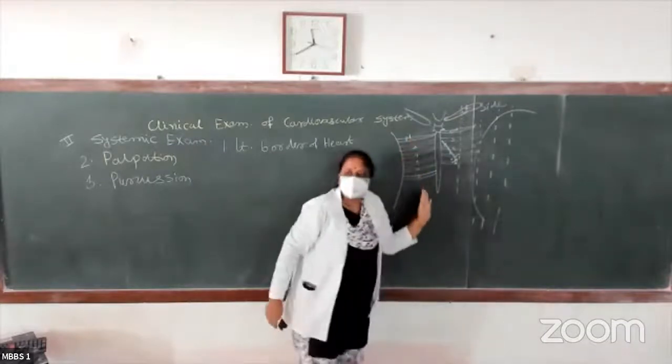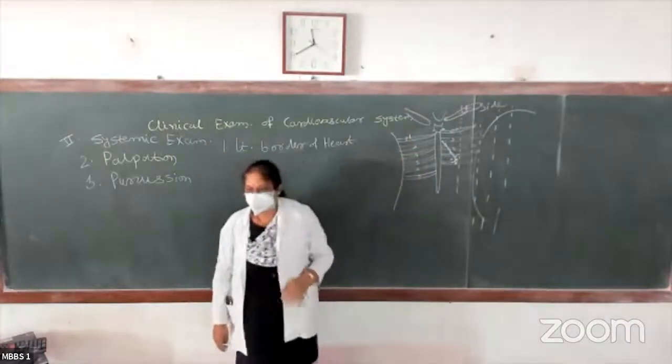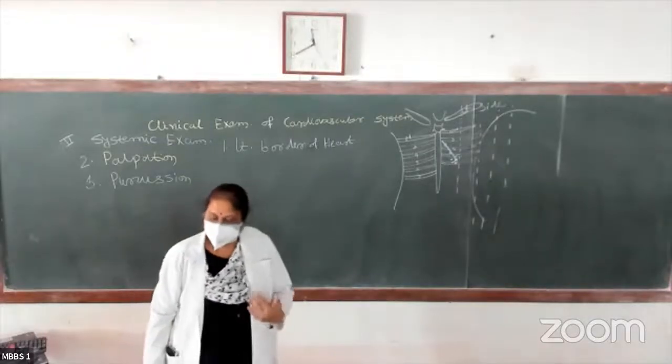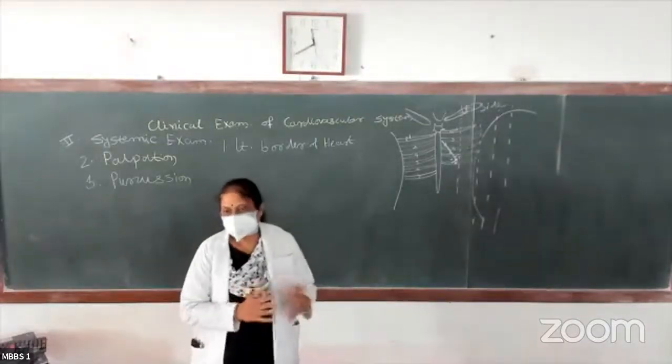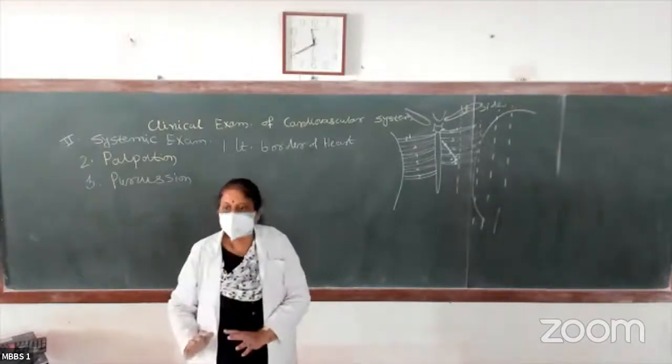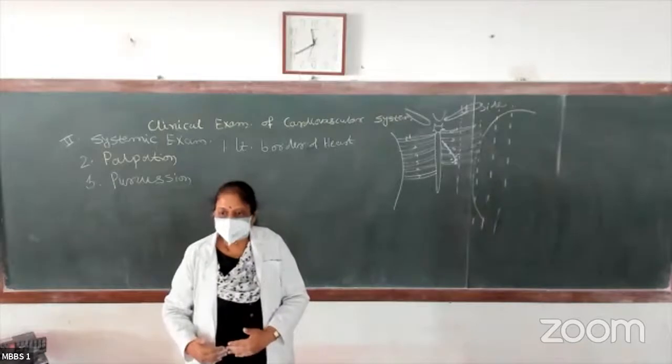Which type of note will you hear on the right side? Resonant note. You will hear a resonant note there, because on the left side, because of the presence of the heart, there is a change in the note. But on the right side, there is only lung, so all over there is a resonant note.